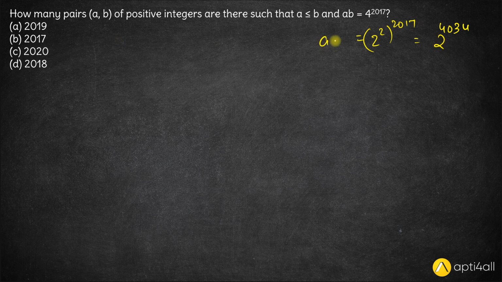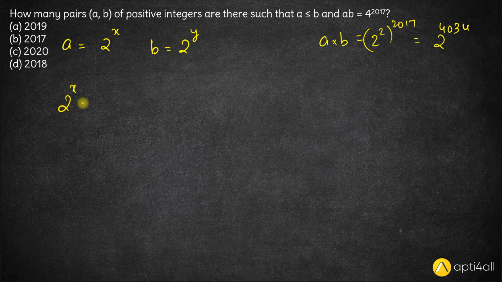So we have A into B is 2 to the power something, and since A and B are both integers, both of them will be of the form of some power of 2. That's the only possibility. The power can be 0, 1, 2, 3, anything, but both will be of some power of 2.